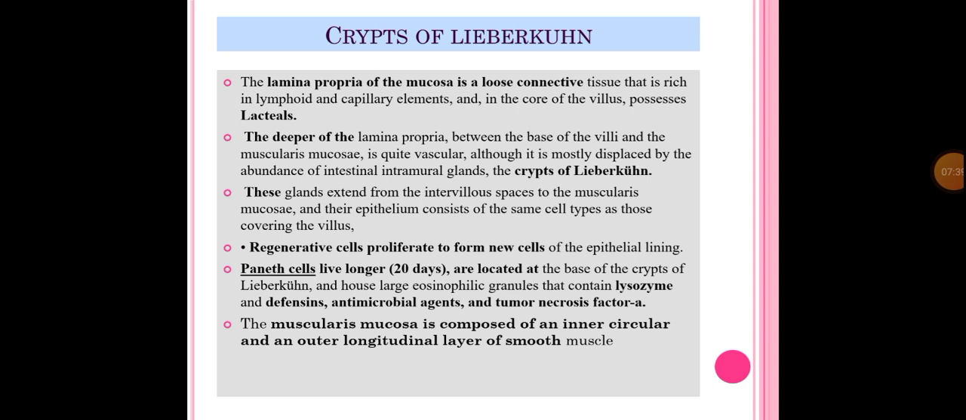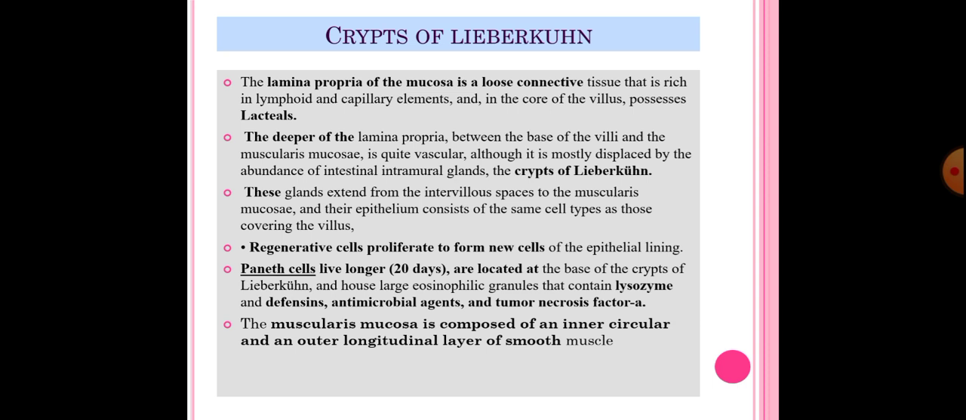The lamina propria of the mucosa is loose connective tissue that is rich in lymphoid capillaries, and it forms the core of the villus, having the lacteals. The crypts of Lieberkühn, which are very important, are present deeper in the lamina propria between the bases of the villi, and they are richly vascularized. They have a rich supply of blood vessels, and they form a glandular structure, the crypt of Lieberkühn. These glands form the intervillous space of the muscularis mucosa. And there are specialized regenerative cells, which continue to proliferate to form new cells.